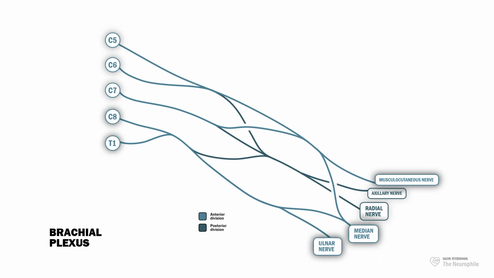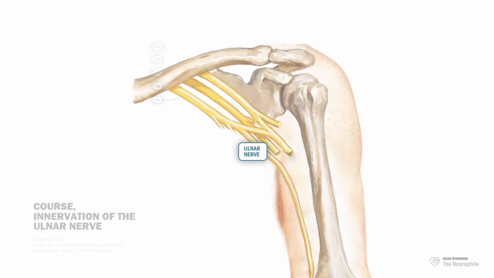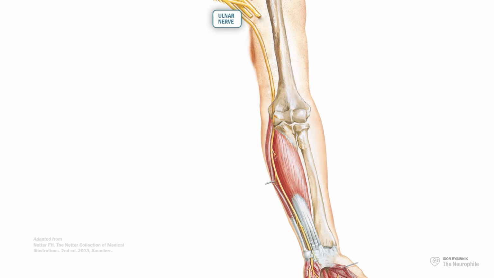Let's start with the ulnar nerve. The ulnar nerve originates from the lower trunk and medial cord of the brachial plexus. It's derived from C8 to T1 roots. In the forearm, the ulnar nerve innervates 2 major muscles. Flexor carpi ulnaris is a muscle that flexes and adducts the wrist. The hand moves towards the side of the pinky. Medial portion of the flexor digitorum profundus is responsible for the flexion of the 4th and 5th digits.